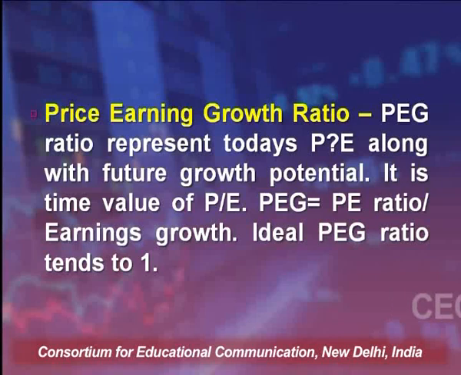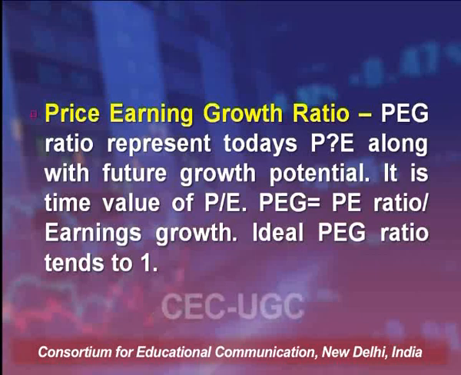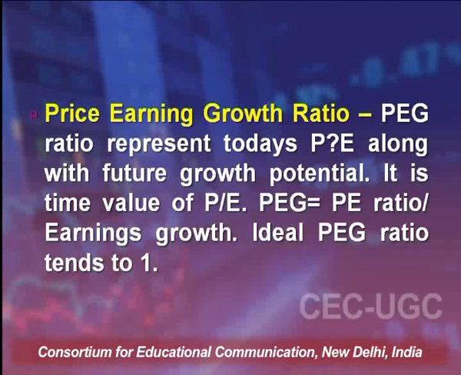And a third important ratio is price earning growth ratio. This represents today's PE along with future growth potential. It is time value of price earning. So, price earning ratio divided by earning growth. The ideal PEG ratio tends to 1. So if your earning is coming up to the level of the price earning ratio, that means the growth prospect of the company is bright and one should invest in such a company.